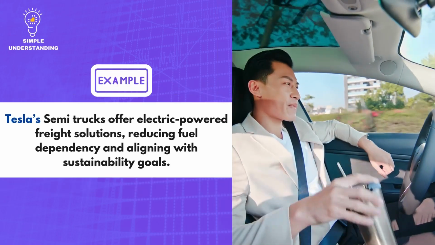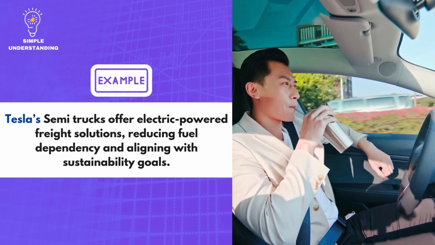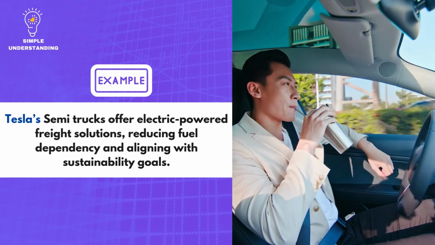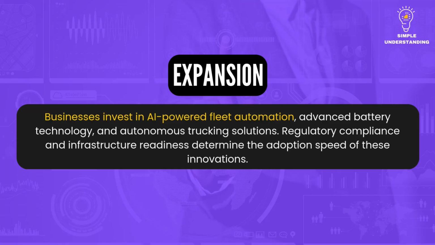Real company example. Tesla's semi-trucks offer electric-powered freight solutions, reducing fuel dependency and aligning with sustainability goals. Expansion. Businesses invest in AI-powered fleet automation, advanced battery technology, and autonomous trucking solutions. Regulatory compliance and infrastructure readiness determine the adoption speed of these innovations.